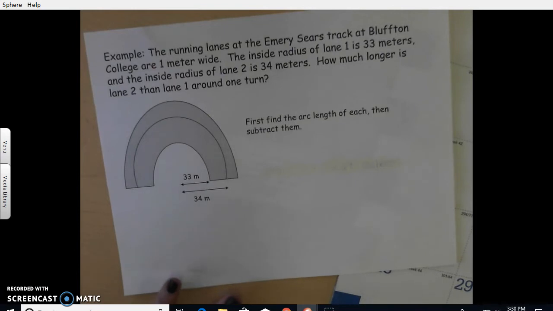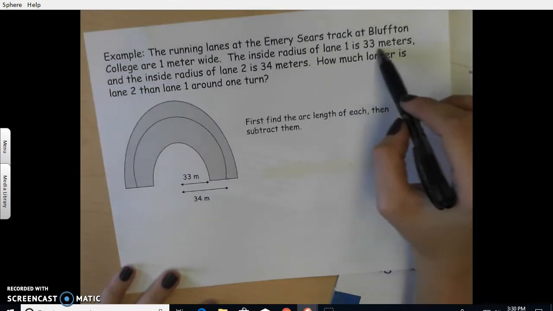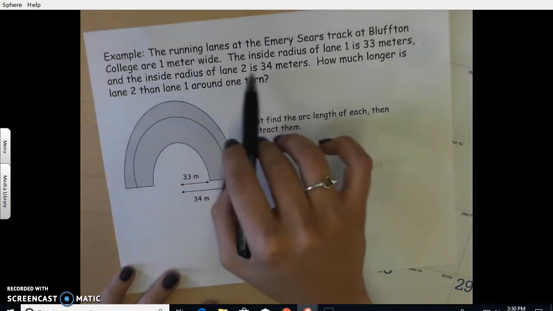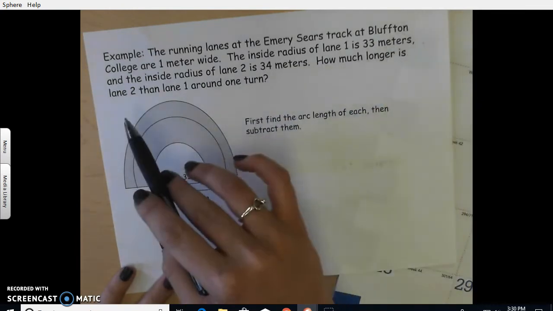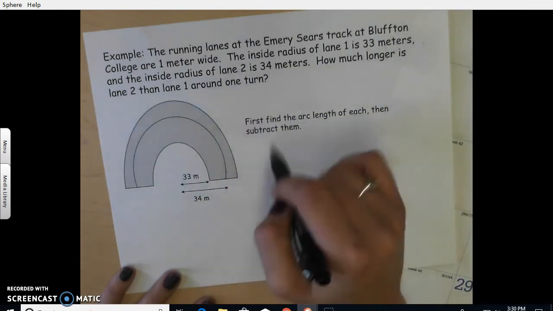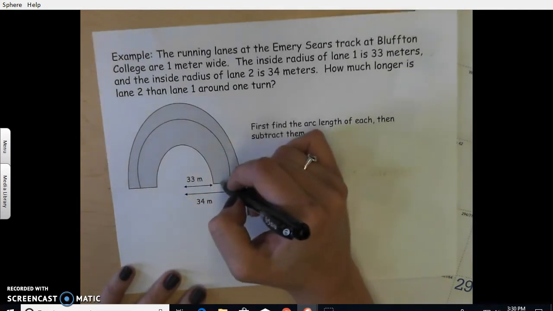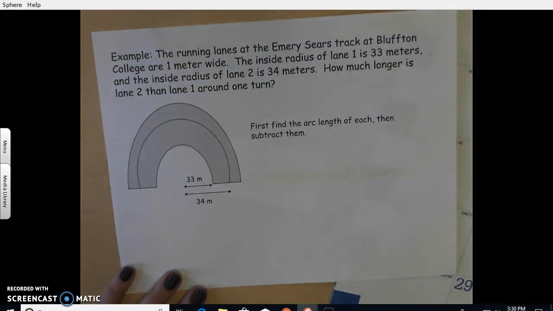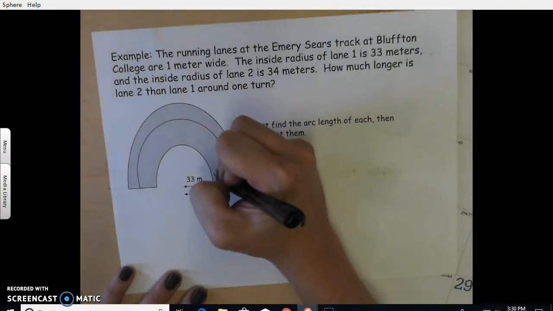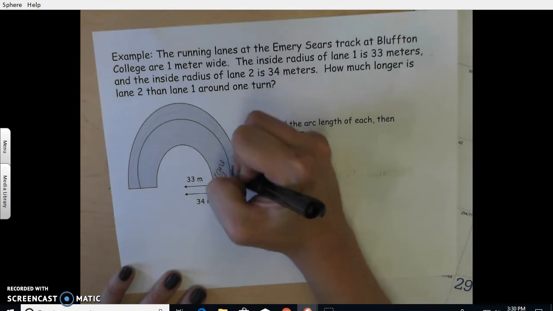The running lanes are 1 meter wide at a track. So we need to find the inside radius of lane 1 is 33 meters and the inside radius of lane 2 is 34 meters. We want to know how much longer is lane 2 than lane 1 around one turn. So if we're running in lane 1, is this how much shorter than running in lane 2? So lane 1 and lane 2.